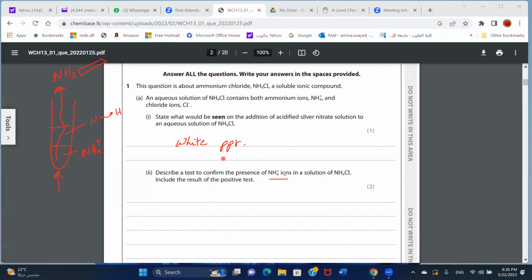We say place the salt in a test tube and add sodium hydroxide solution and warm, and then test the vapors using a damp red litmus paper. It turns blue. This means that we have ammonia. Or we get a white smoke with a glass rod wet with HCl. Okay? Okay, Alishba?